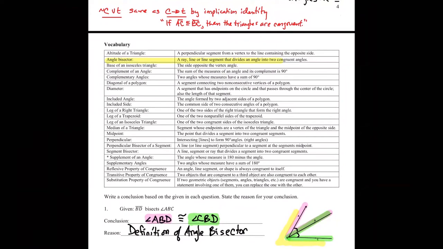Yeah, perpendicular bisector. Oh, segment bisector. There it is. Okay. Took a sec. But the segment bisector: a line, segment, or ray that divides a segment into congruent segments. That's what is happening here. Right. So that rule would apply.